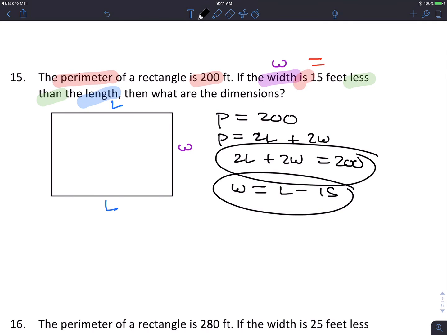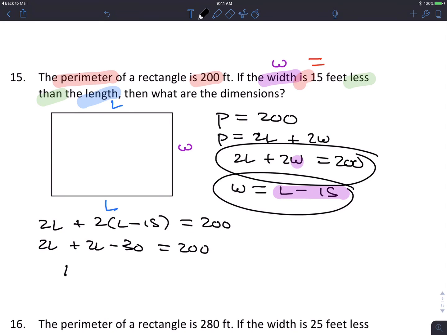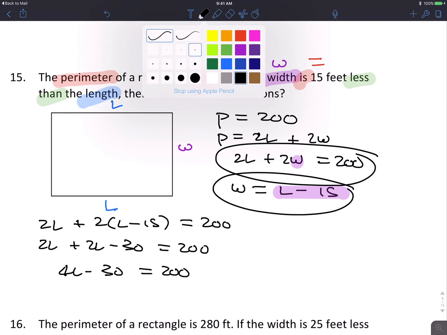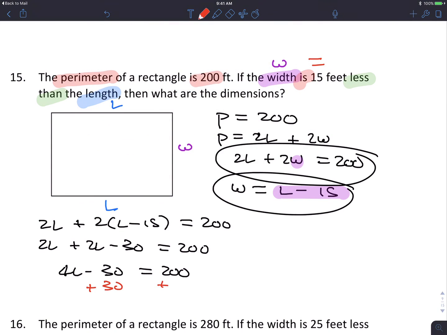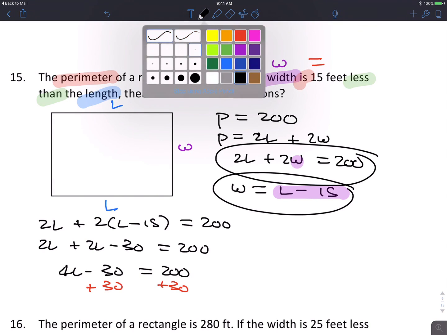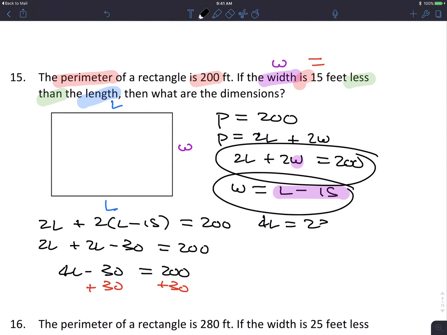Here's the second equation. We're going to substitute that second equation into the first. Since W is purple, that goes in here. Here's what we get. 2L plus 2 times L minus 15 equals 200. 2L plus 2L minus 30. 4L minus 30 is 200. Add your 30. 4L is 230.